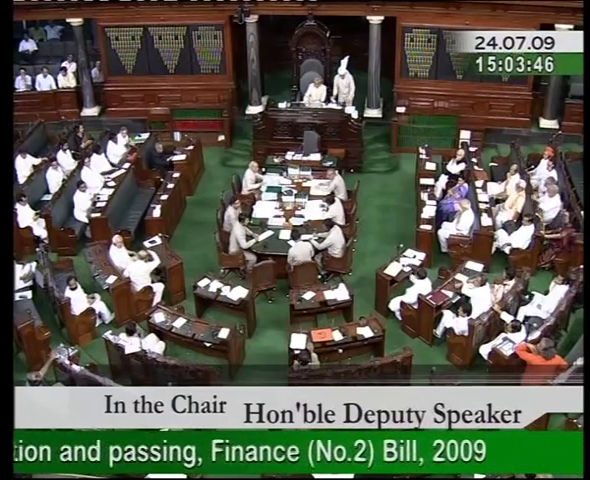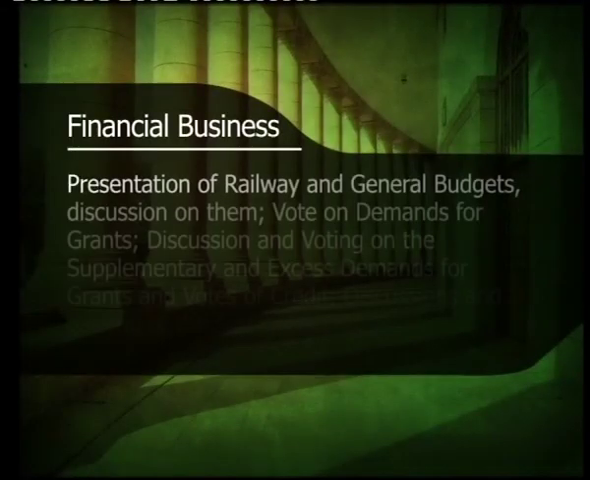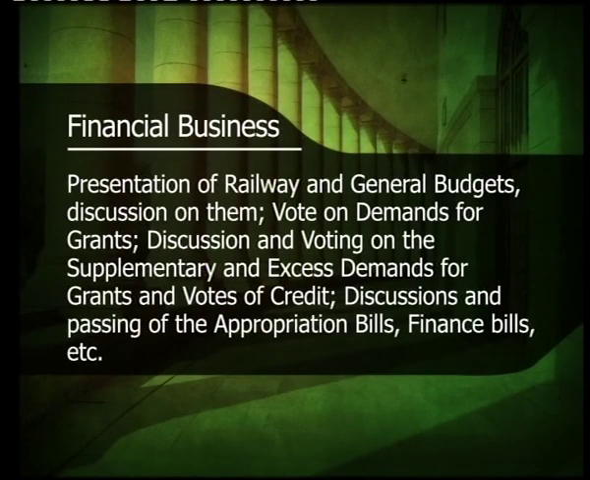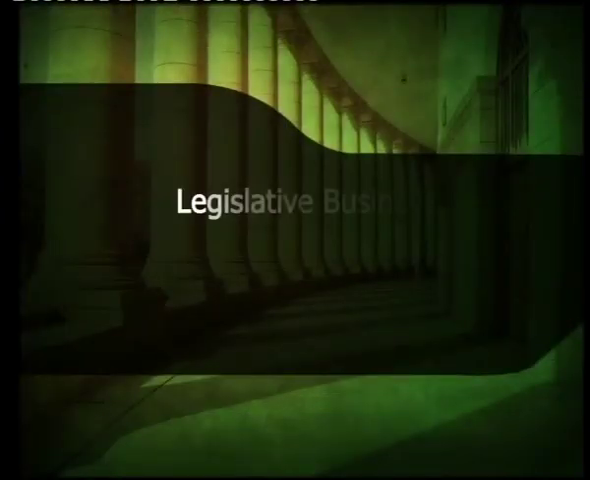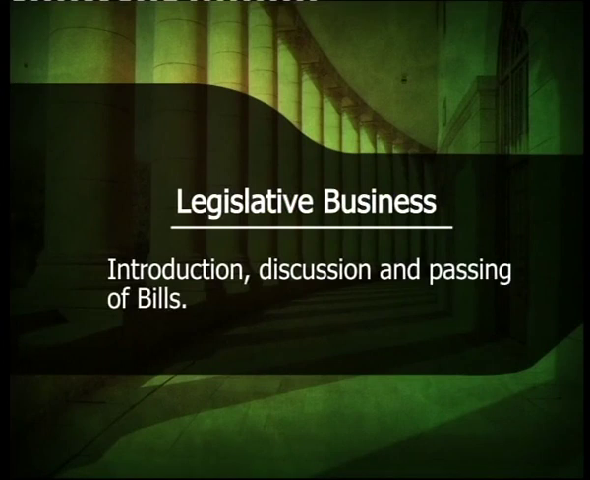Government business may be further divided into 2 categories: financial business and legislative business. Financial business: presentation of railway and general budgets, discussion on them, vote on demands for grants, discussion and voting on the supplementary and excess demands for grants and votes of credit, discussions and passing of the appropriation bills, finance bills, etc. Legislative business: introduction, discussion and passing of bills.